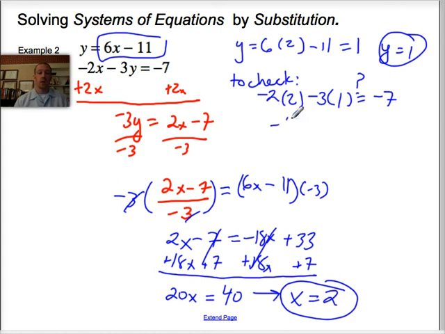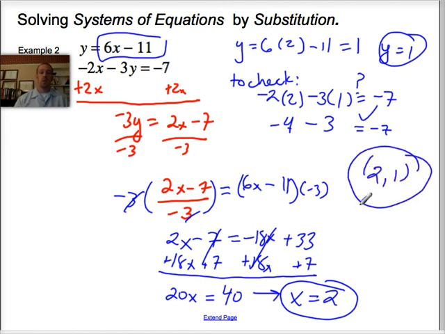So we've got negative 4. This multiplies to negative 3. Negative 4 minus 3 is equal to negative 7. It works. So we checked it. So our answer is y equals 1, x equals 2, or just the ordered pair 2, 1. Alright, one last one here.